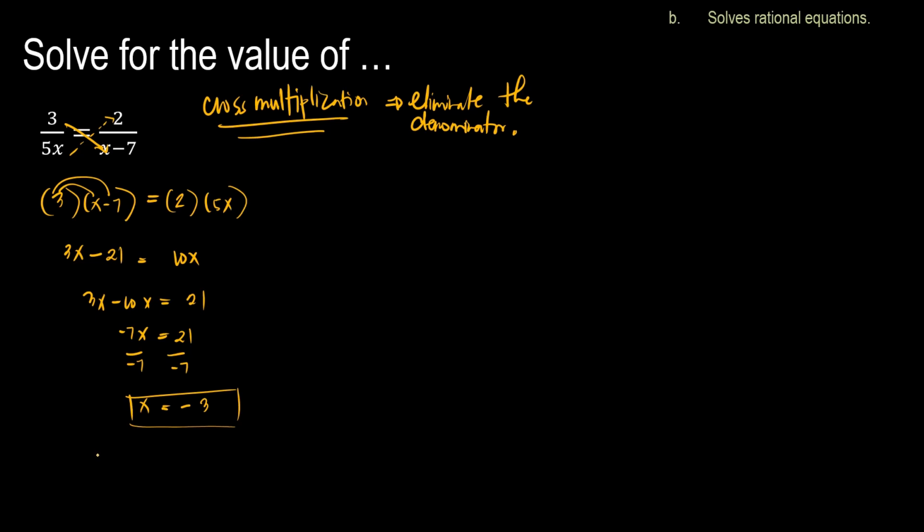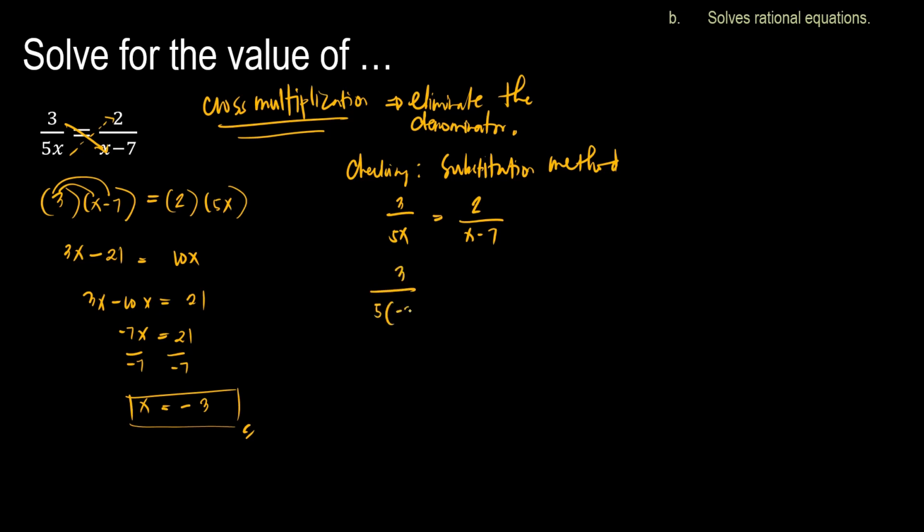Now, how can we identify if our answer is correct? Let's do the checking. For the checking, we're going to use the substitution method. Okay, so let's go back to the original equation. We have 3 all over 5x is equal to 2 all over x minus 7. Our x is negative 3, so we just substitute it, class. Let's simplify the left side first. We have 3. 5 times negative 3 is negative 15. Let's simplify this one. The greatest common factor is 3. So we will have 1 over 5. Do not forget the negative sign.